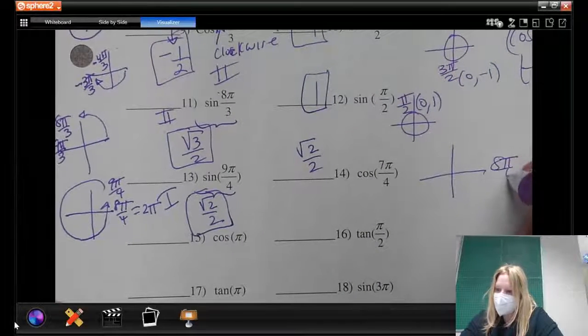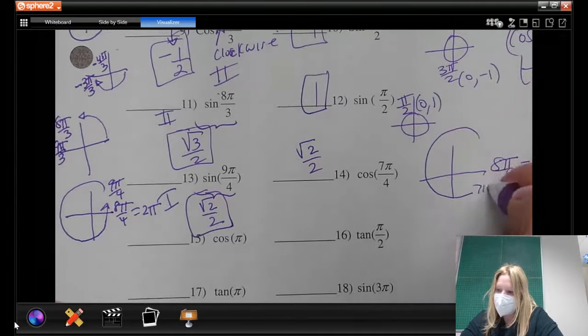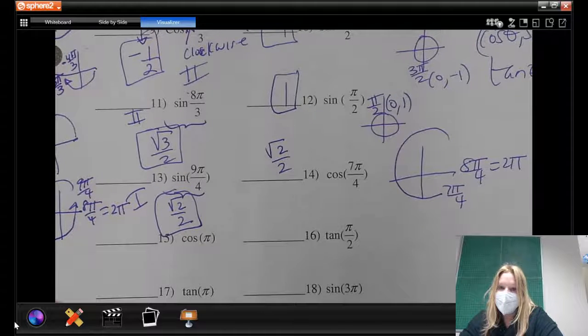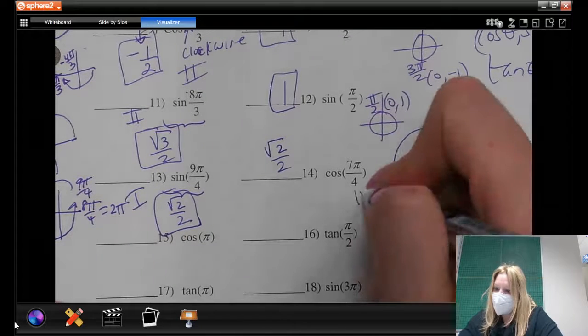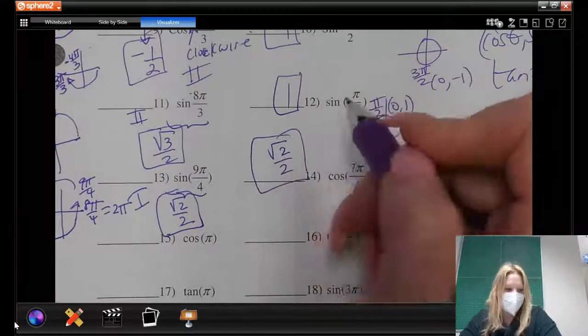8 pi over 4 is here at 2 pi. So if you're coming around, 7 pi over 4 is before 8 pi over 4. So you're in quadrant 4, and cos is positive in quadrant 4.